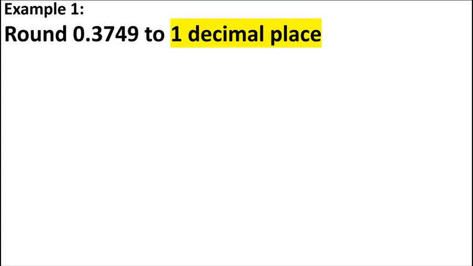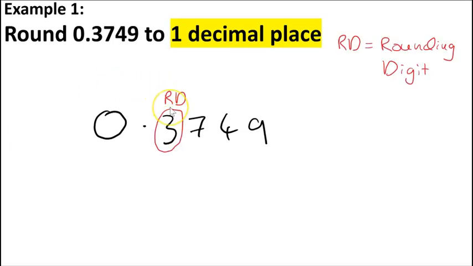Example 1, round 0.3749 to 1 decimal place. So we start by writing out the number 0.3749. The next thing we're going to do is decide what is the rounding digit. Since we're trying to round to 1 decimal place, the first decimal place becomes the rounding digit, and the first decimal place is 3. So we circle 3 and we label it RD. RD stands for rounding digit. So this is the digit that we will round off.